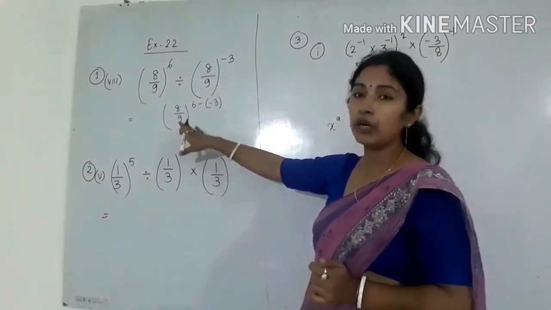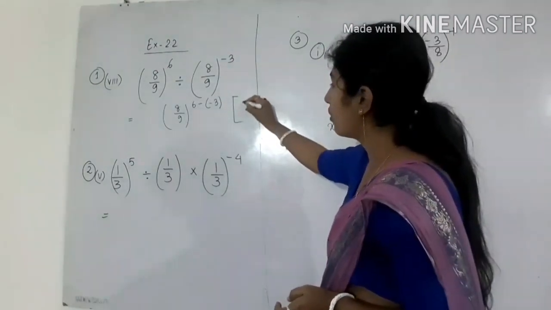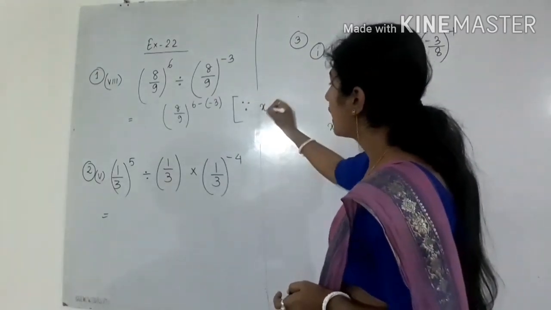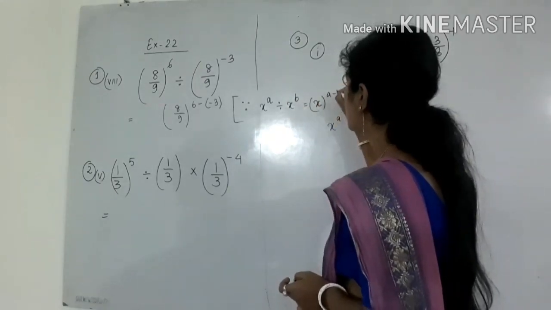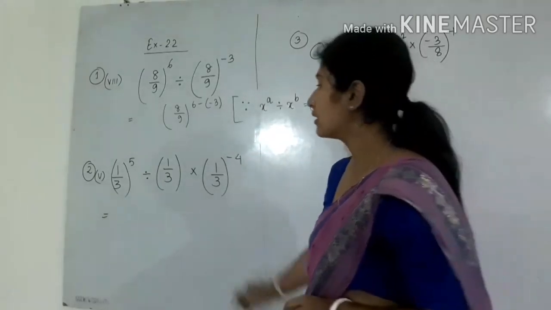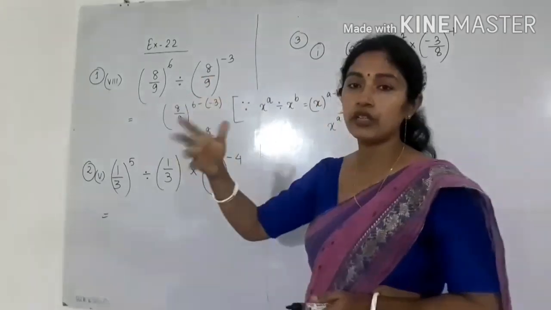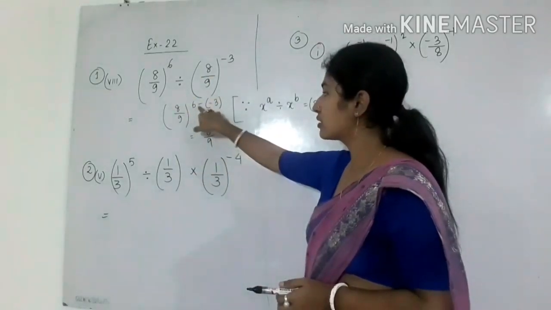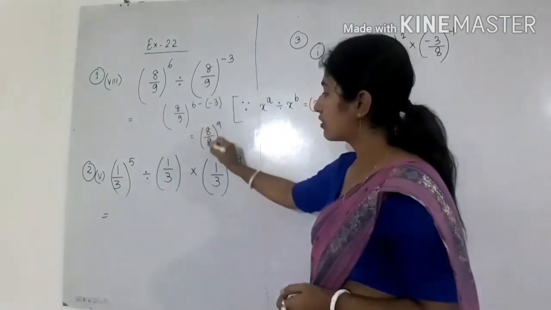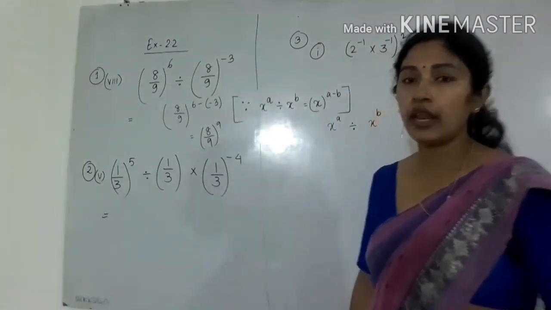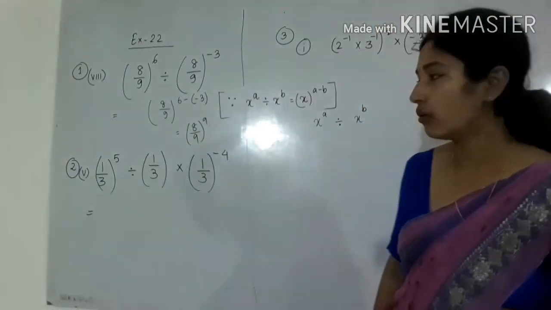So directly you can write, but you have to write in brackets which law we are using. You have to mention the law. So you have to write, since x to the power a divided by x to the power b is equal to x to the power a minus b. You have to mention like this. So next, what will happen? According to the addition and subtraction of integers, you have already studied in the previous class. So 6 minus minus 3 will become plus, so you will get 6 plus 3, which is 9. So the final answer will be 8 by 9 whole to the power 9. So you have to give the reason, which law you are applying. You have to write the law.